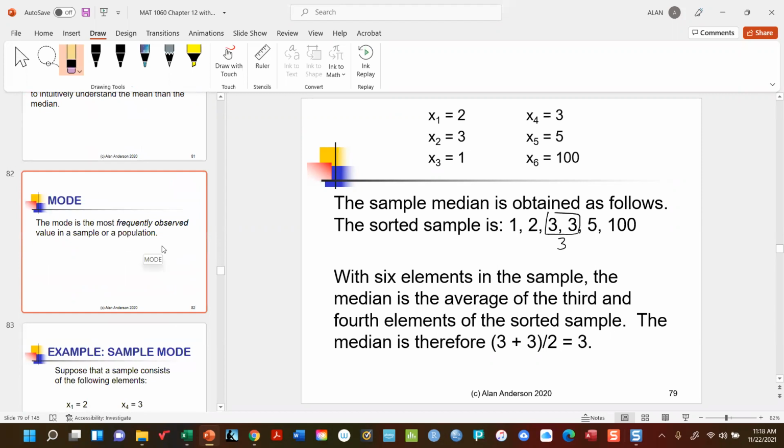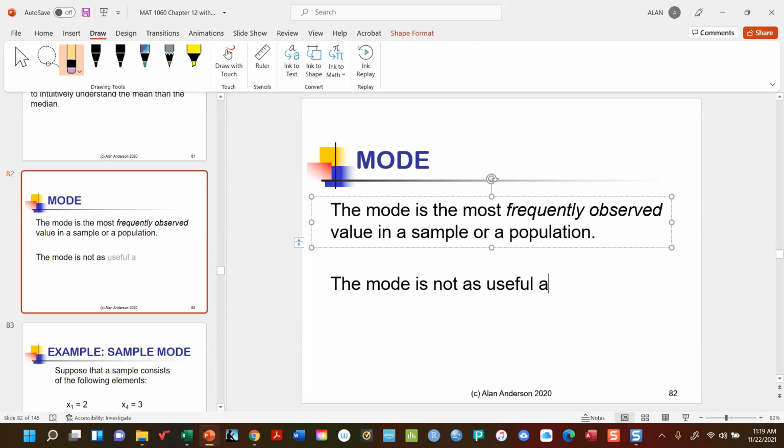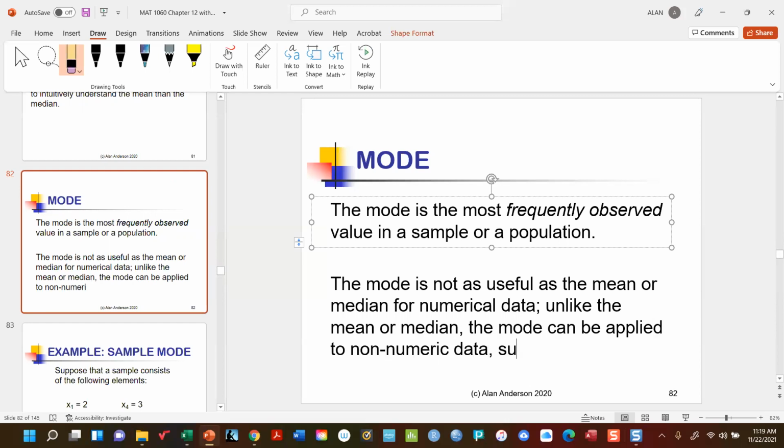Okay, and then finally, now the mode is a very interesting case. The mode is not really as important as the other two. I'll tell you when the mode is very useful. The mode is not as useful as the mean or median for numerical data. But on the other hand, unlike the mean or median, the mode can be applied to non-numeric data, such as colors, flavors, styles, sizes, etc. Well, sizes technically are numbers, but they can't be directly compared to each other. So let's just stick with this.